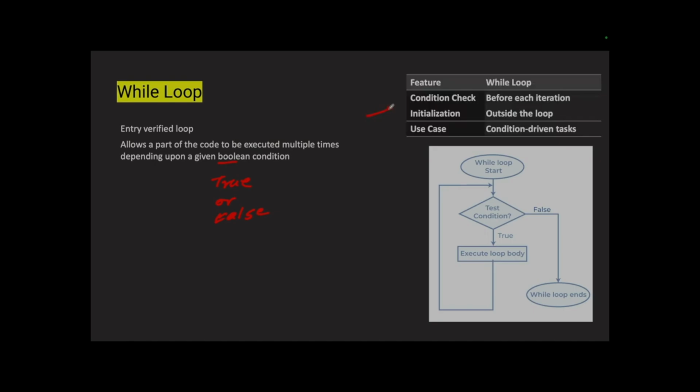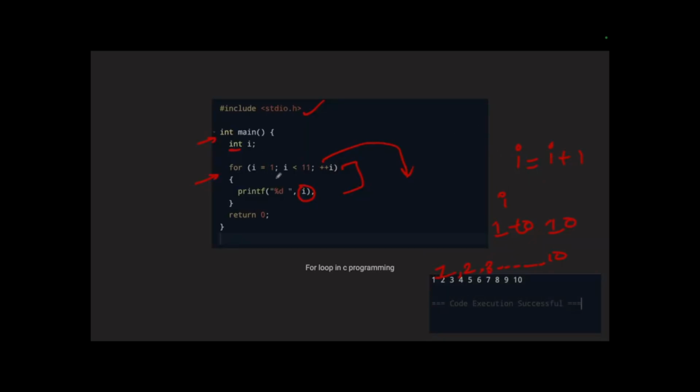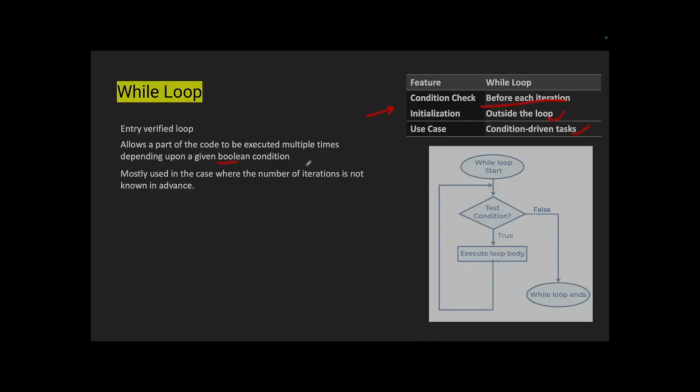Previously, we looped one table. Before each iteration, the condition check happens, and initialization is done outside the loop. It is a condition-driven task, that is, according to the condition, the task is performed. It is mostly used when the number of iterations is not known in advance. Previously in the for loop, we knew the range of the loop, that is, we were ranging from 1 to 10. But in the while loop, we do not know the iterations. We will only check the condition and do our tasks.